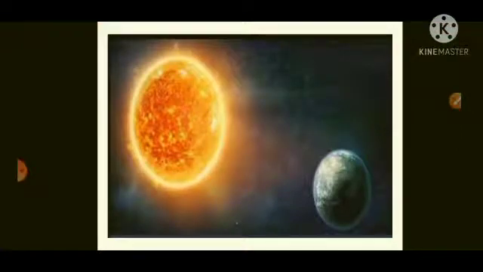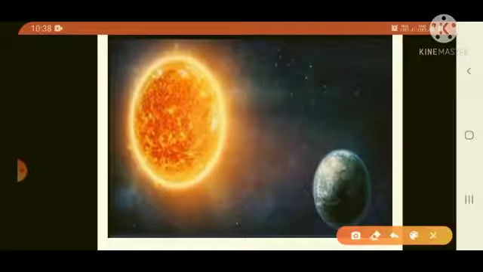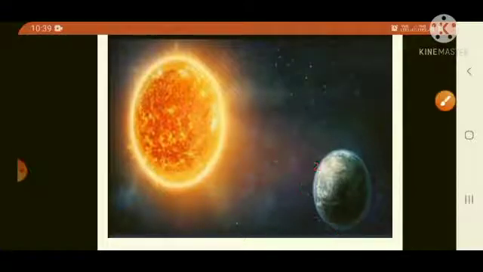The sun is the nearest star to the earth. You can see in the image. That is why it appears much bigger than the other stars. It gives us heat and light, which is necessary for life on the earth.